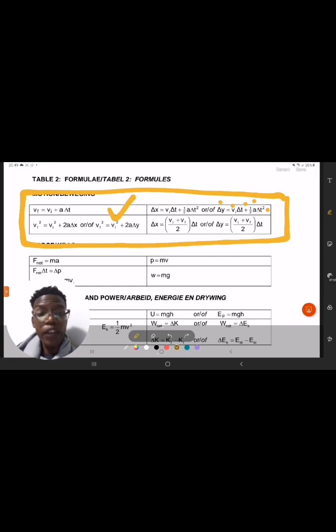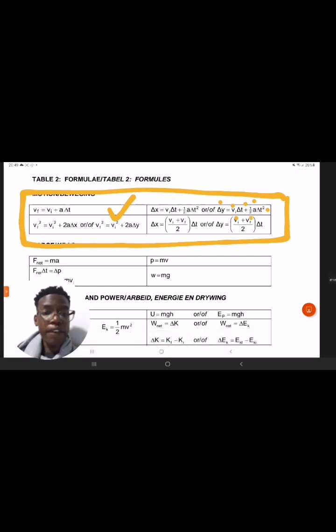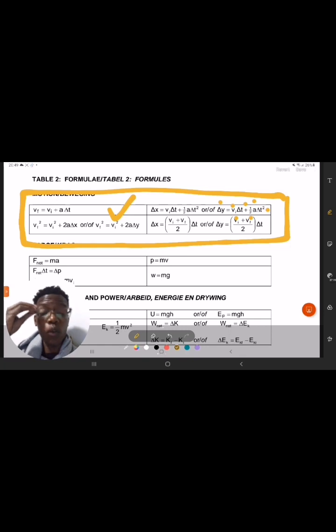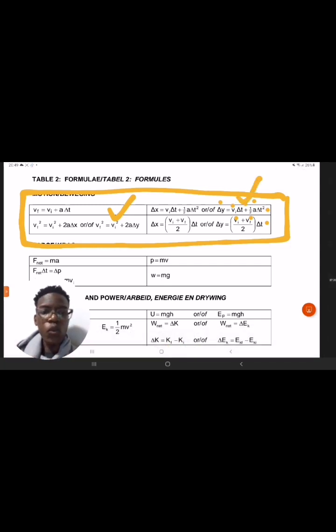Now let's look at the third equation, this equation here, right? Do we have Vi? Yes, it's been given to us as 8 meters per second. Do we have Vf? Yes, we just calculated Vf from the question that preceded this one, the previous question. Do we have delta t? Yes, that's 4 seconds. So it seems that we can use this equation, we can use this equation, and we can use this equation.